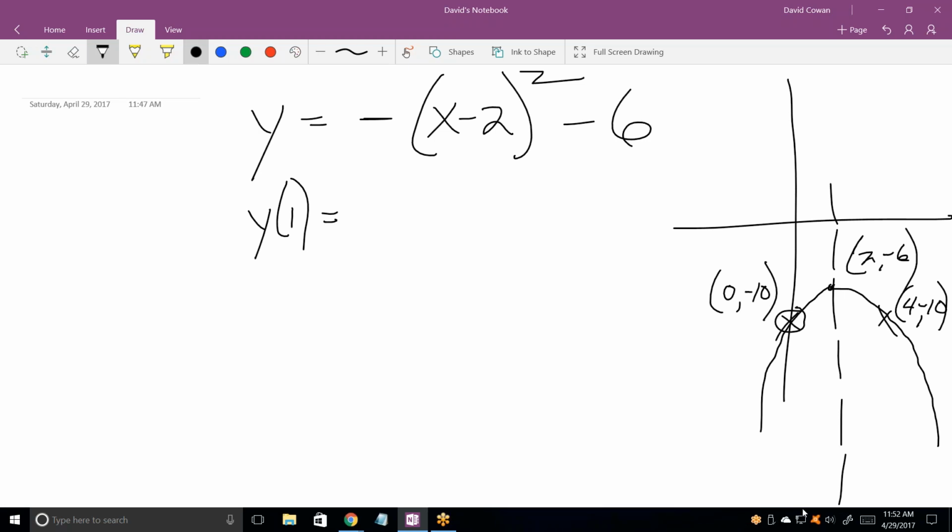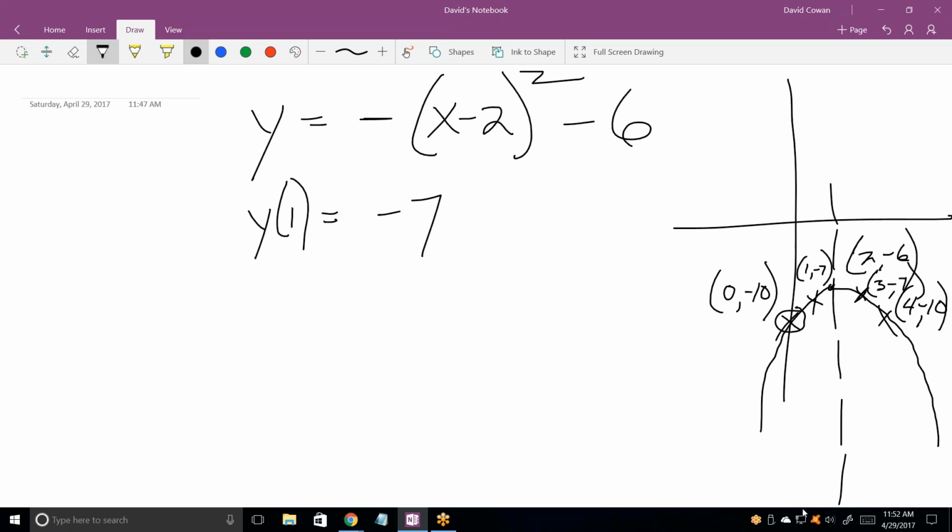1 minus 6. y equals -7. Okay. Which means that when x is 1, y is -7. And when x is 3, what is that point? The symmetrical point. 3, -7. There's your 5 points. Okay. And you can always get 5 points by just plugging in 5 numbers for x.